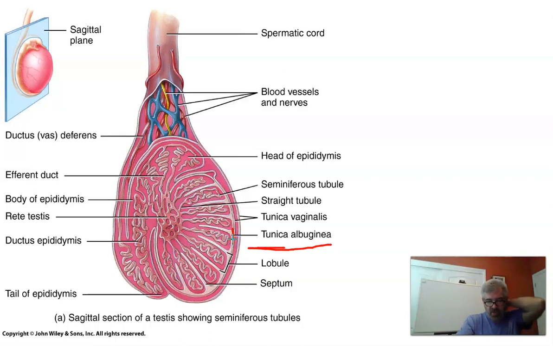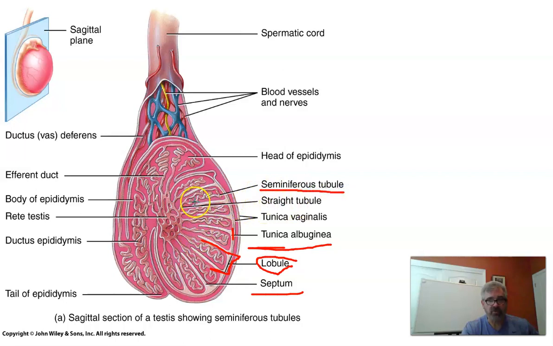And the tunica albuginea forms a capsule on the outside that extends inward. These little inward extensions here are called septa, S-E-P-T-A, which is plural for septum, right? And those septa divide each testis into anywhere from 200 to 300 lobules. So you see where this lobule is bracketed right there. There's a lobule. Each one of these, remember, is going to go around 360 degrees. So there's 200 to 300 lobules. Know that number. Each lobule is going to contain anywhere from 1 to 3 tightly coiled seminiferous tubules.